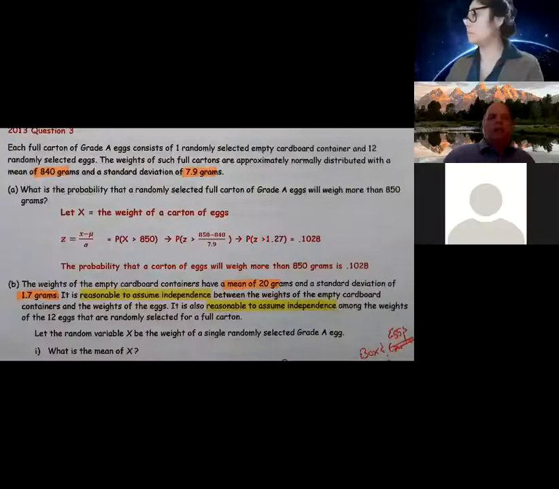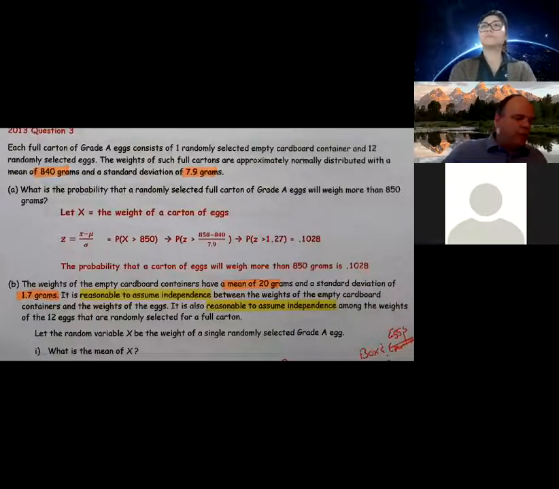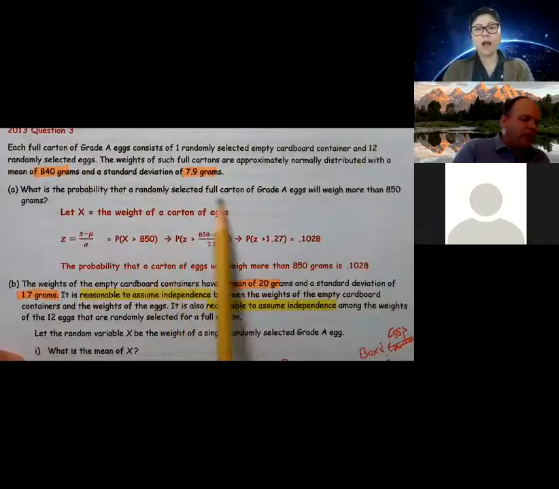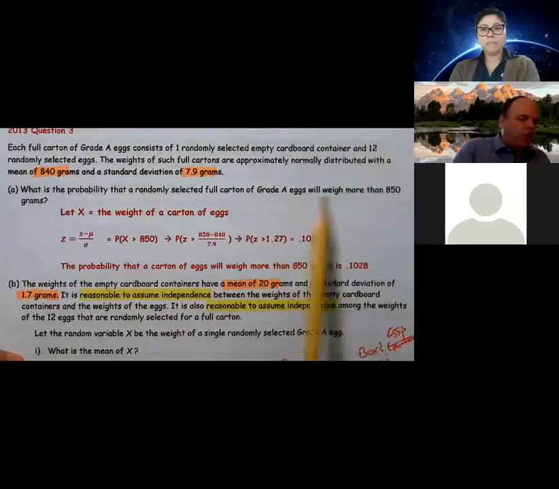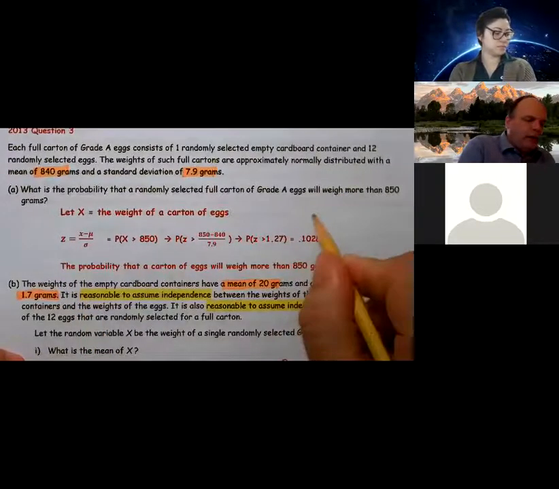So we have a carton of eggs, and there are 12 eggs in the carton. They tell us the average amount of eggs and carton together weigh 840 grams, and the standard deviation of the carton and eggs together is 7.9 grams. And this says, what is the probability that a randomly selected full carton of grade eggs will weigh more than 850 grams?